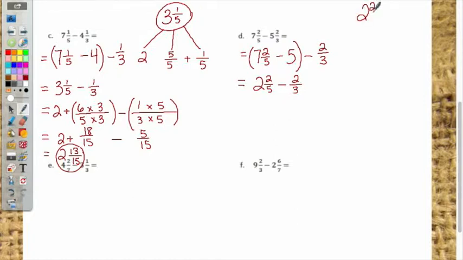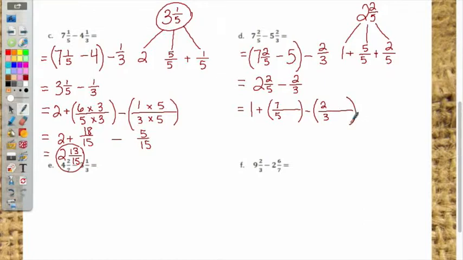Decomposing 2 and 2/5, and I don't have to make it a number bond, I can just draw 3 lines. I'll borrow 1 from the 2, so that leaves me 1. The 1 I borrowed will become a fraction, and 2/5 is the fraction I have left over. So I'm adding 5 plus 2 to get 7/5. And don't forget to add 1 to your answer. So I have 7/5 minus 2/3. Common denominator for 5 and 3 is 15. 7 times 3 is 21.